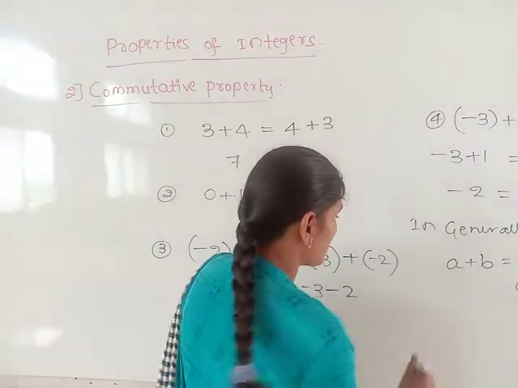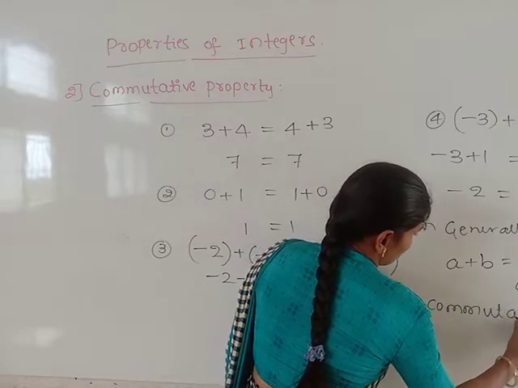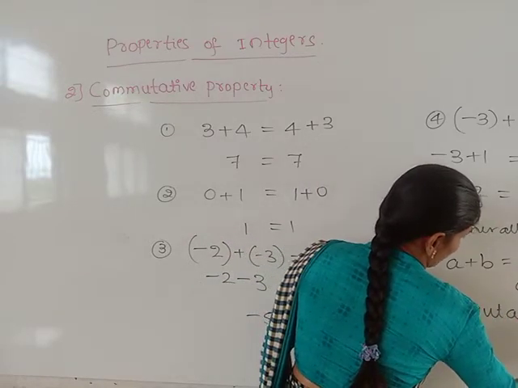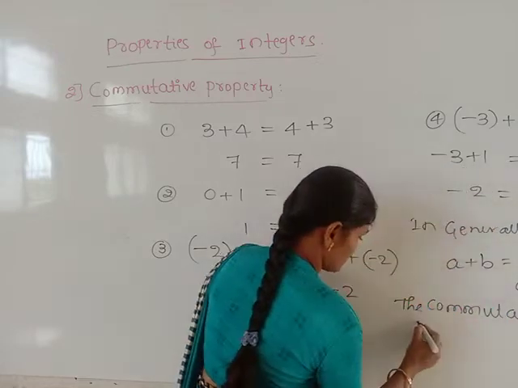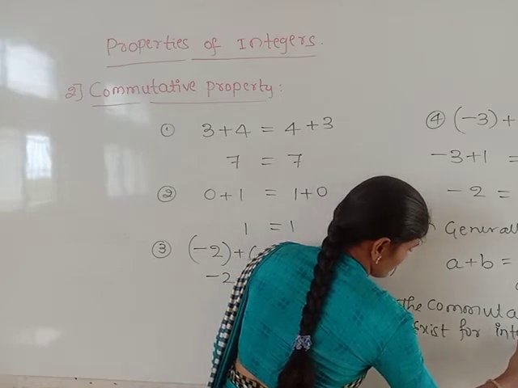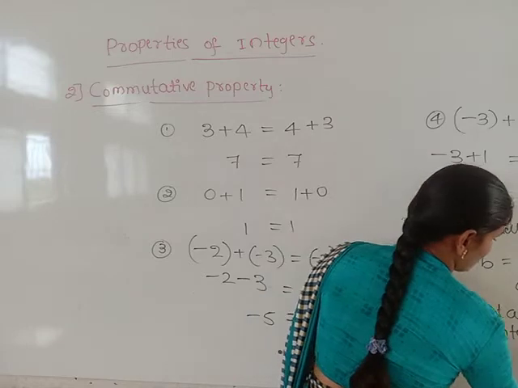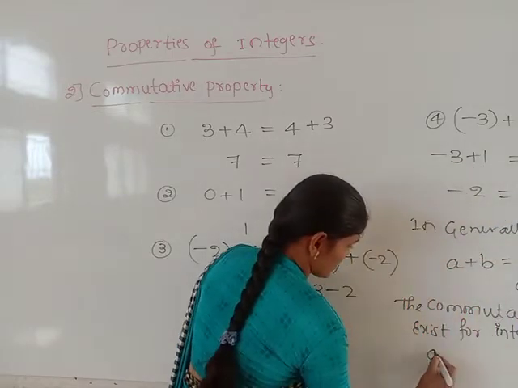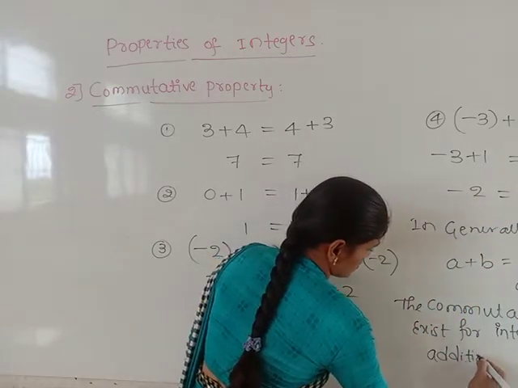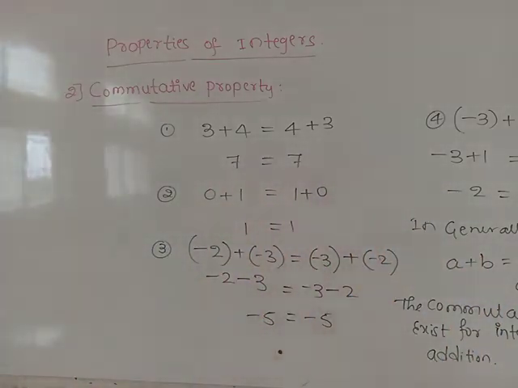Clear? Okay, now we can write the commutative property. The commutative property exists for integers under addition. So commutative property under addition is over. Next, shall we check under subtraction? Yes, ready?